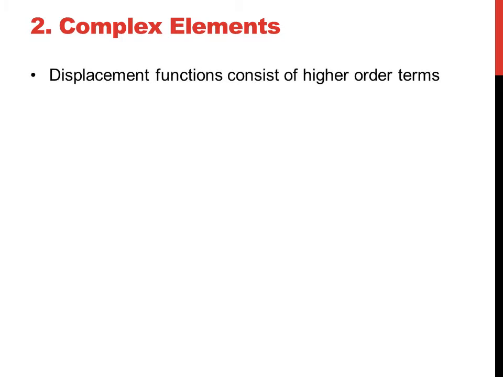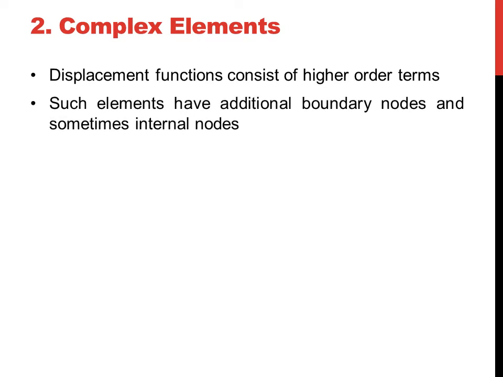The next classification is the complex element. The displacement function consists of higher order terms. Such elements have additional boundary nodes and sometimes internal nodes. That means in n-dimensional space, n plus 1, 2, 3 like nodes are there, then that type of element is known as a complex element. That is the linear strain triangle. We already saw the linear strain triangle having 6 nodes. So in two-dimensional space, with more than n plus 1 nodes, that is 6 nodes, it is the example.